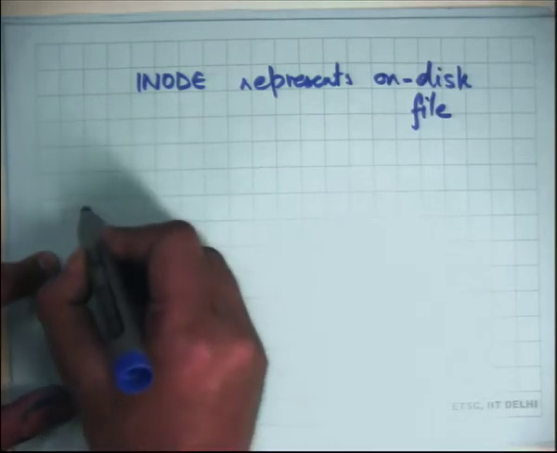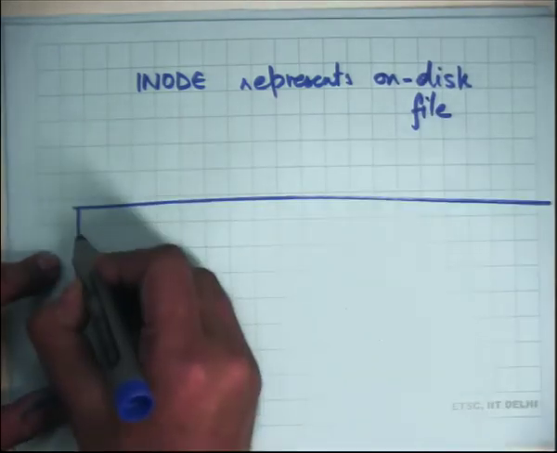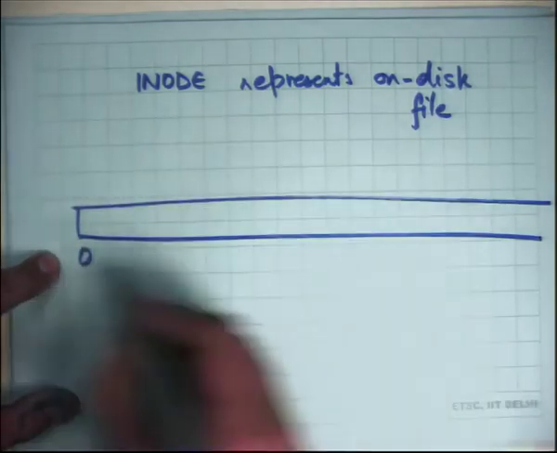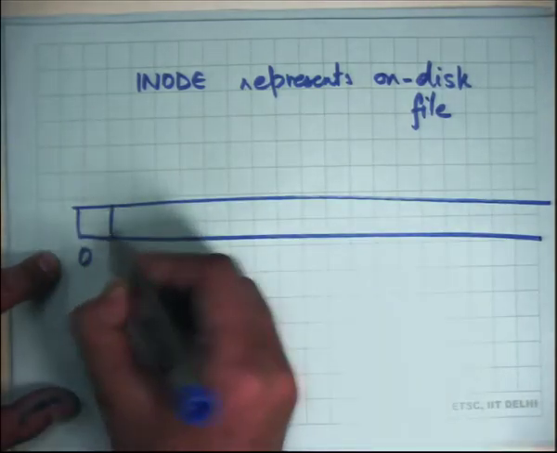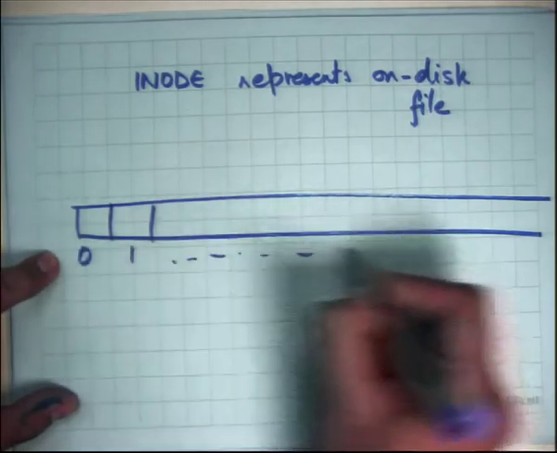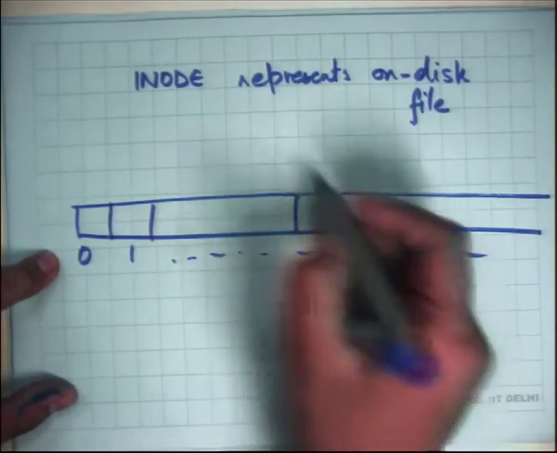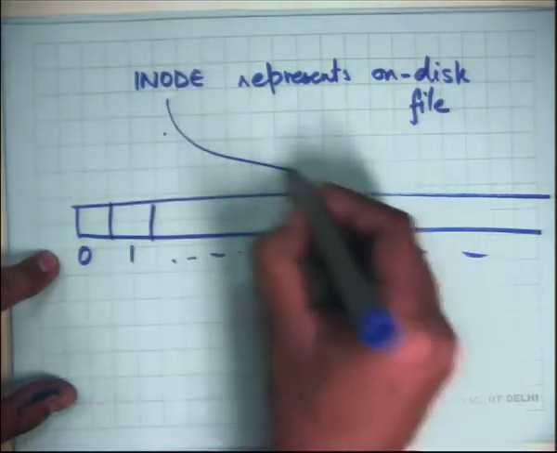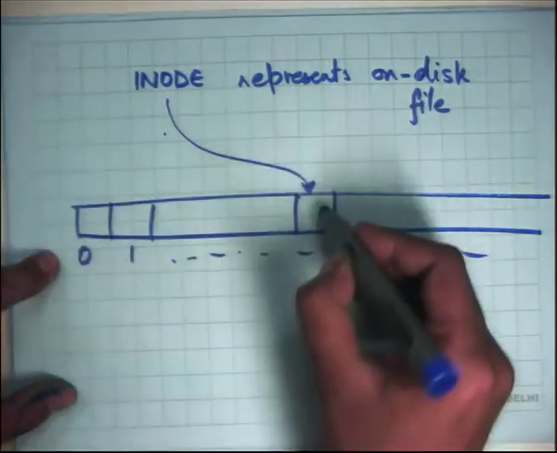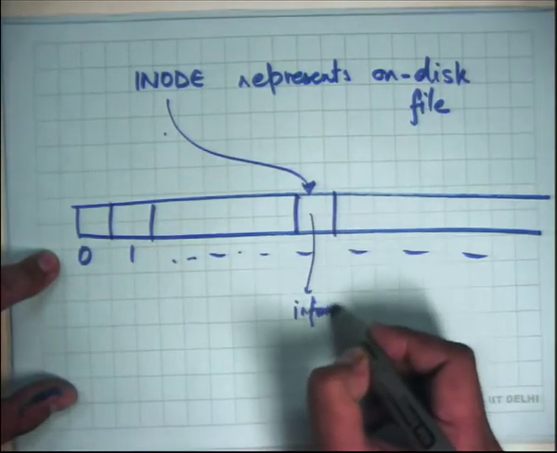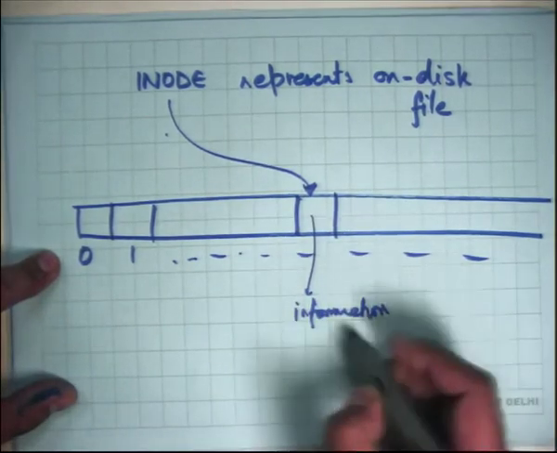Okay, so let's say this is my disk. I am representing it as a logical namespace, sector 0, sector 1, and so on, till some value, and a file is represented by an inode. So the inode will point to some location here which will contain information about the file. This is an on-disk inode.